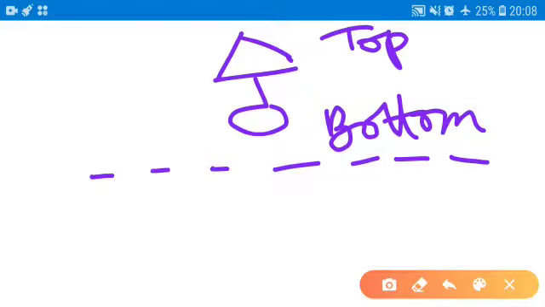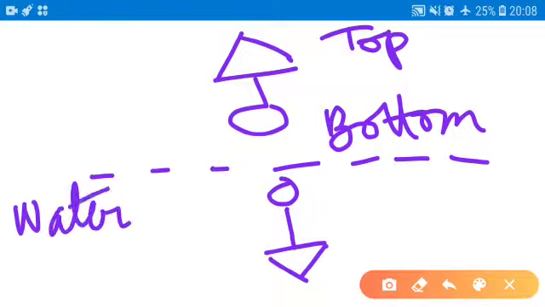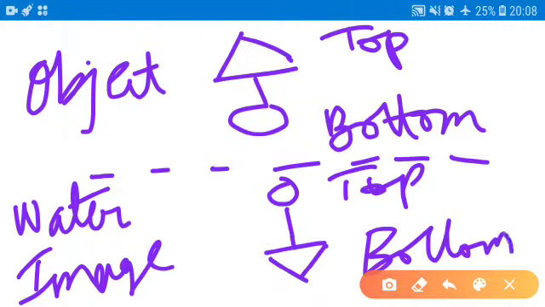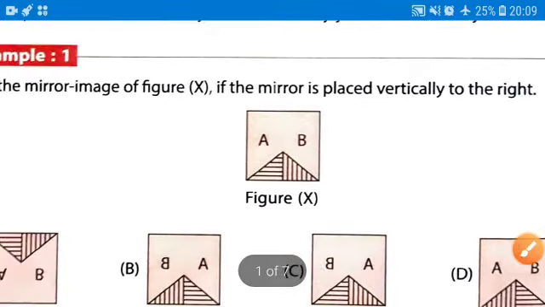Now what happens in the water image is that the bottom part of the object will become the top part, and the top portion will become the bottom portion. This is the water image, and this is the object. Okay, understood. This has become the top and this has become the bottom. So let's take some questions and understand it better.